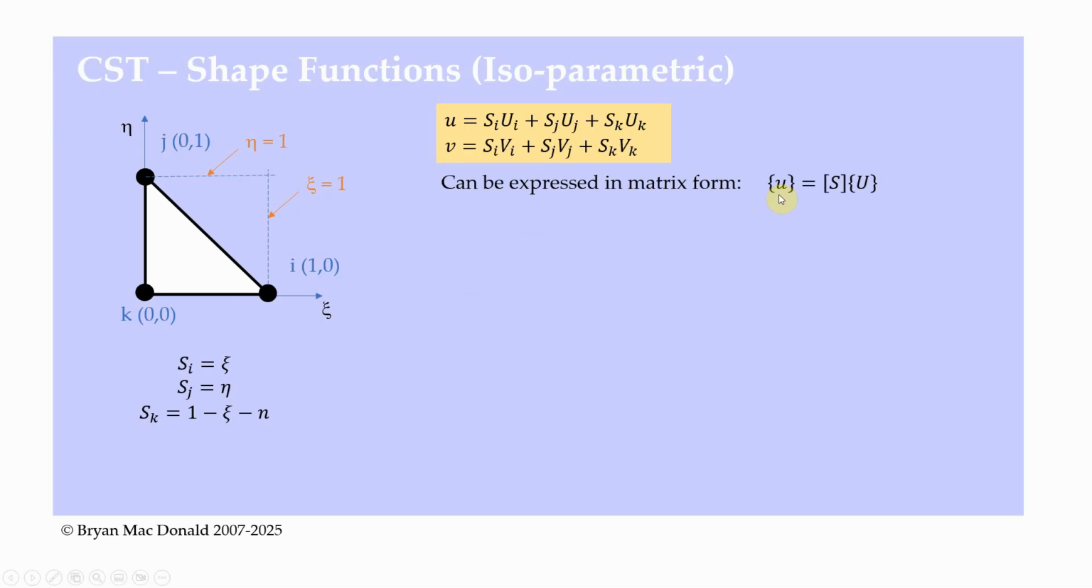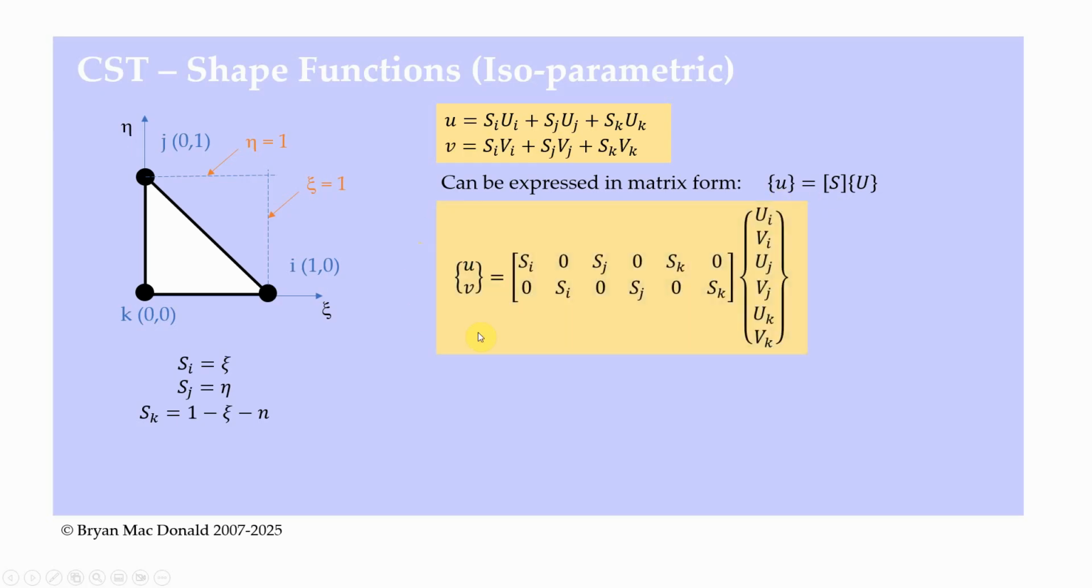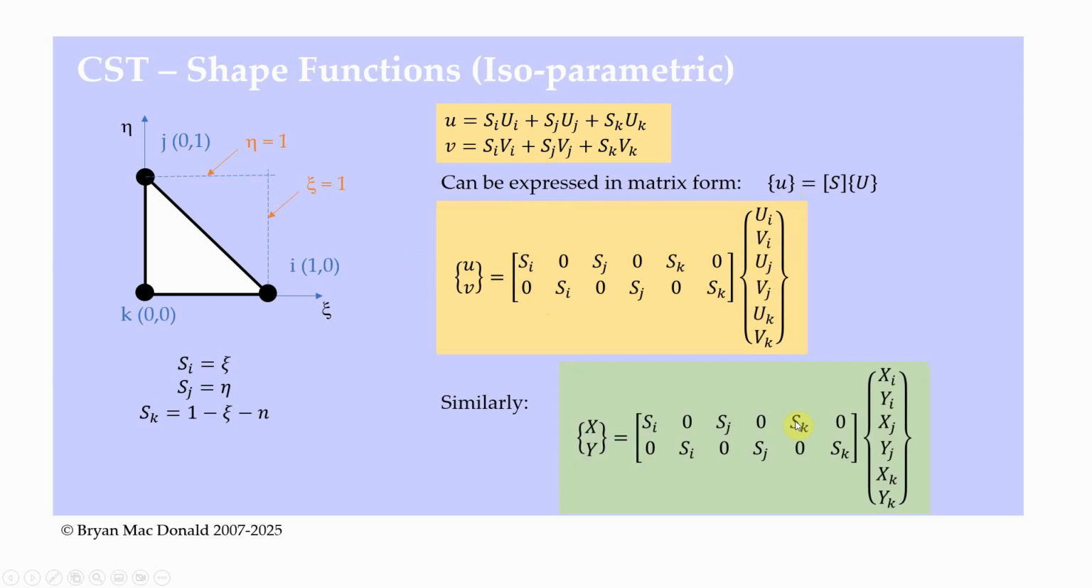This can be expressed in matrix form then. So we can say u is equal to S times U. And in this case, just expanding that out makes it look like this. So if we multiply this equation out, we get this here. Okay, this is just a matrix form of this equation here. Similarly, we can do the same thing with the coordinates and say, well, we can find the coordinate of any point once we know the shape functions at that point and once we know the coordinates of the 3 corners of the element. Okay, so we have the same type of equations. This is the isoparametric formulation again.